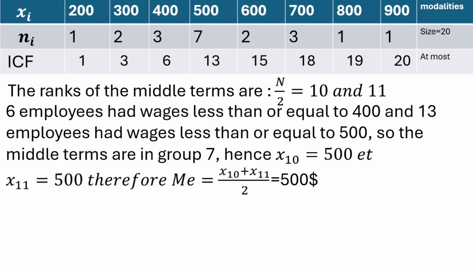Then the employee of rank 10 and the employee of rank 11 are here in this group, because till this row we have 13 employees. So x10 is 500 and also x11 is 500, because here we have 13. So the median is equal to $500.